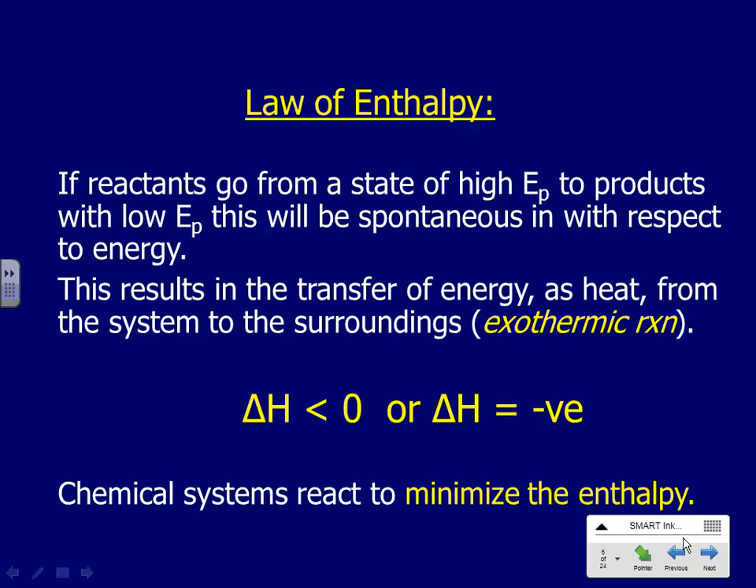And when we have a system going from high enthalpy to low enthalpy, we say it's a negative delta H. We say it's exothermic. Exothermic reactions tend to be spontaneous. And notice I said tend, because there is a second factor that affects this. Chemical systems react to minimum enthalpy.